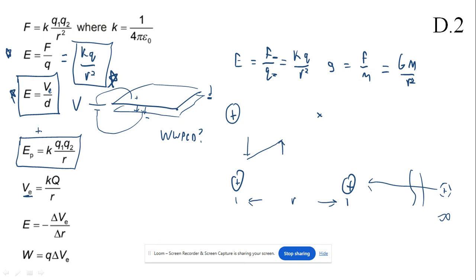Now notice that this is positive work. If I bring a positive charge close to a positive charge, they'll repel each other and we'll have positive work. If I let go of them, they'll fly apart. They'll turn that energy into kinetic energy. So this is positive work.